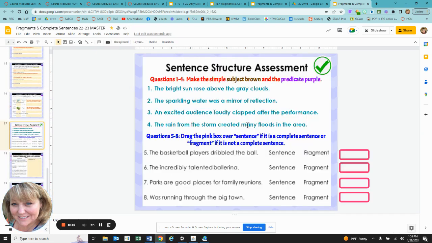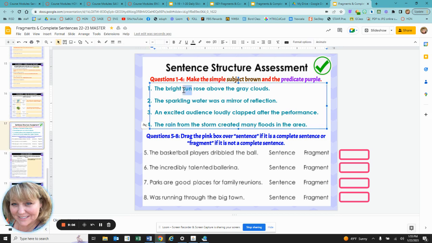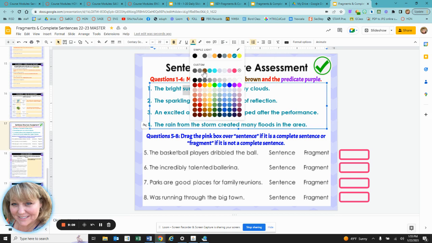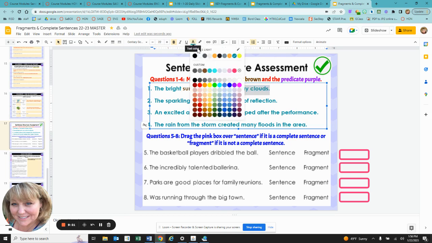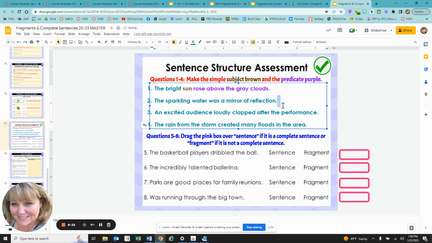Let's go to this slide. Sentence structure assessment. Questions 1 through 4: make the simple subject brown and the predicate purple. The bright sun rose above the gray clouds. So our simple subject would be sun. You're going to click on it and go up here and change it to brown. What did the sun do? It rose above the gray clouds. Make this purple. Okay, you're going to do that for the rest of these.